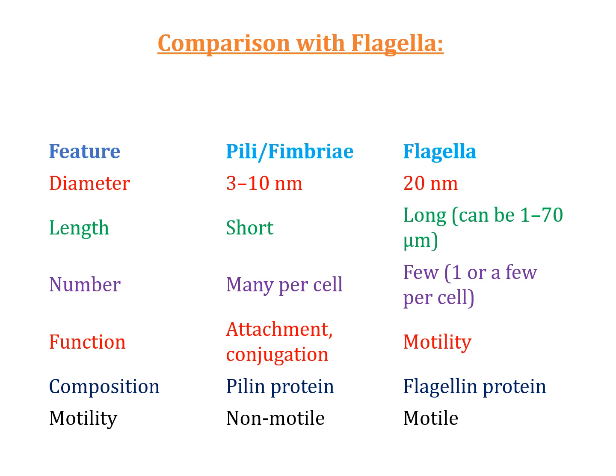So the comparison with the flagella, so pili and flagella, okay, difference. So the diameter is different, 3 to 10 nanometer here, here is 20 nanometer. Length, short, long, 1 to 70 micrometer. Number, may be many per cell, hundreds. Okay, few, one or few per cell present for flagella. Function, attachment, conjugation, and motility. Composition, pilin protein, flagellin protein. Here is flagellin protein. Non-motile, and motile.